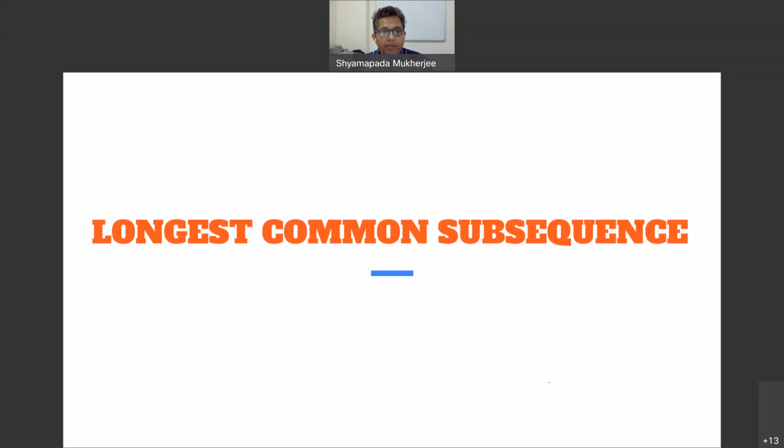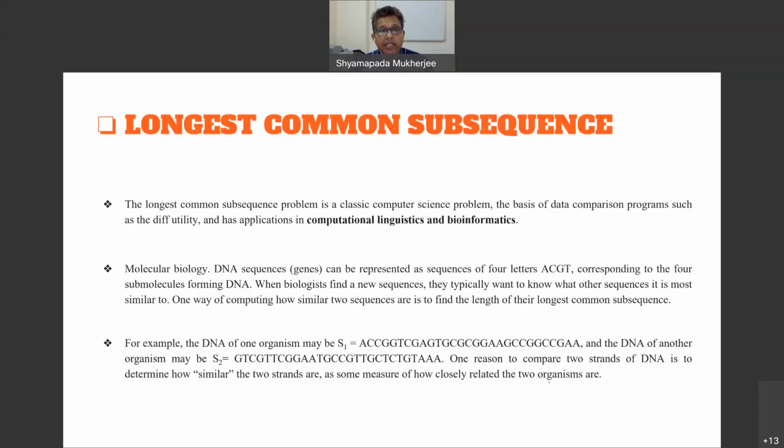Now we'll come to another problem that is also an optimization problem, and we can apply dynamic programming to solve it. That is called the longest common subsequence problem. It has huge applications mainly in DNA matching or DNA sequencing, computational linguistics and bioinformatics. Where we have long sequences and we want to find the match or common pattern among them, we can use the longest common subsequence problem and find the optimal solution.